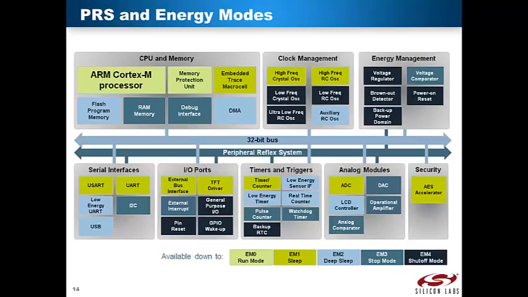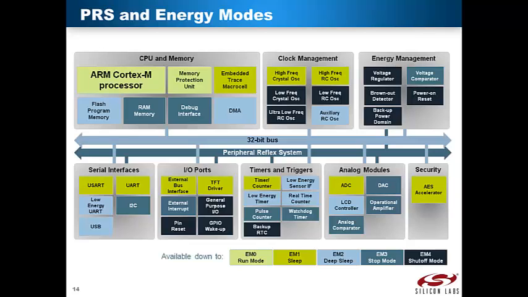PRS supports operation down to Energy Mode 3. When using PRS in low energy modes, it is important to acknowledge that both the producer and the consumer peripheral must be able to operate in the wanted energy mode. For example, where periodic A to D conversions are triggered by the timer, we can read from the color codes in the block diagram that both peripherals are available down to Energy Mode 1, so in this case any lower energy mode cannot be used.